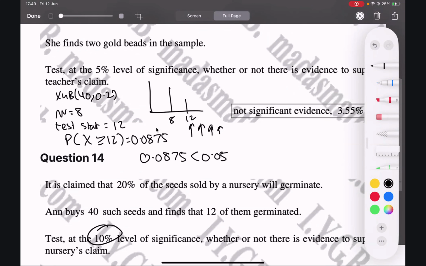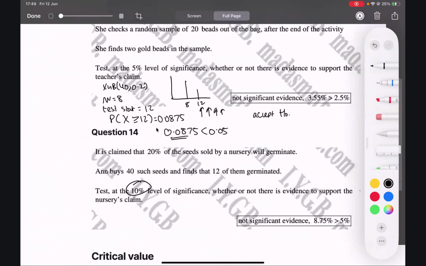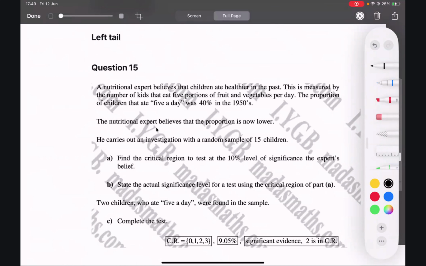So this is a reasonably high probability. Do we need to update our model, or do we keep it the same? You can keep it. Exactly. So accept H0 or do not reject H0. Either of them are fine. There's insufficient evidence to suggest that the percentage of seeds has increased. Yeah? Perfect. Okay, moving on to critical value.